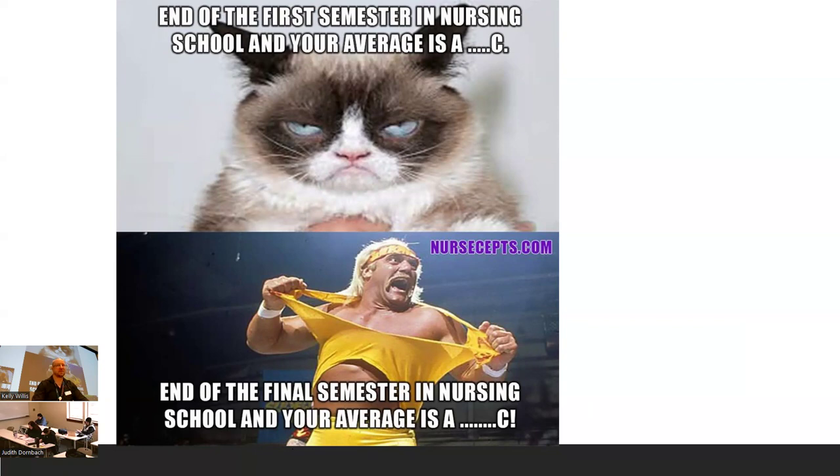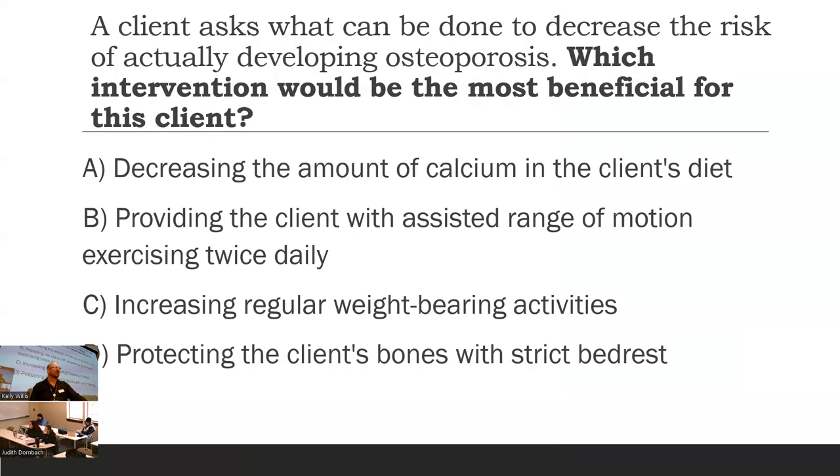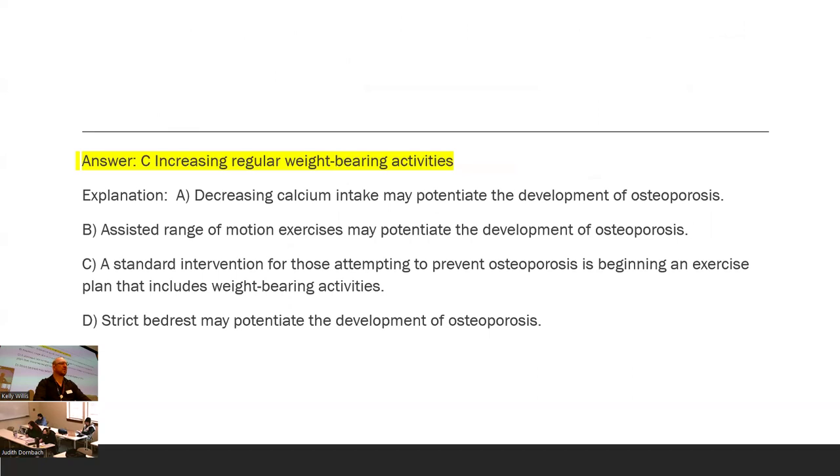Might be able to relate to this one too. Yeah, now we're on musculoskeletal. The patient asks, what can be done to decrease the risk of actually developing osteoporosis? Which intervention would be the most beneficial for the client? A, decrease the amount of calcium in the client's diet. Anybody think that one? Provide the client with assisted range of motion exercises twice daily. Increase regular weight-bearing activities. Protecting the client's bones with strict bed rest. I think that's the opposite of what we want to do. Increase regular weight-bearing activities.